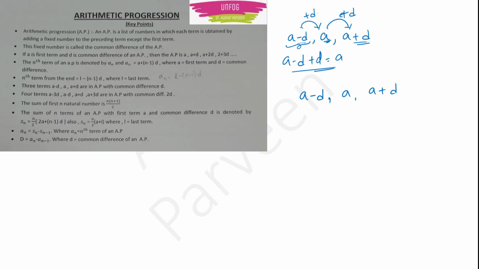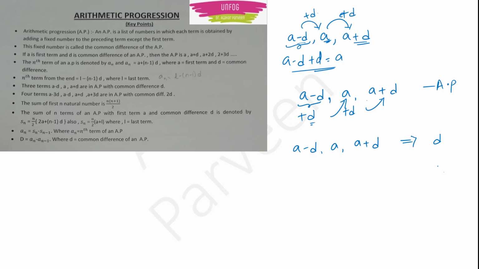See here, if I add d, I will get a. Again, if I add d, I will get a plus d. This is nothing but arithmetic progression, right? That's what we told, that we will add one fixed term, that is common difference or d, to the previous term. That's what we are doing from the start, isn't it? Now this was the arithmetic progression a minus d, a and a plus d for common difference d.